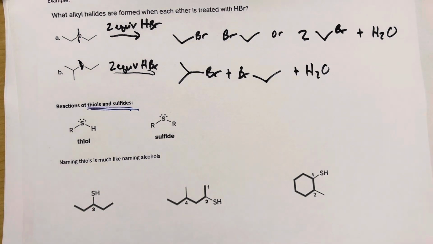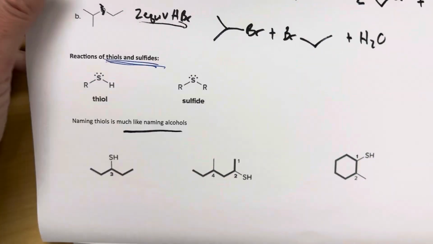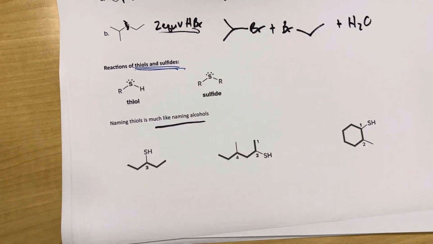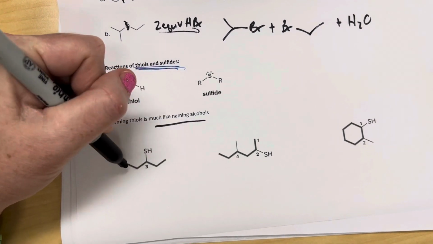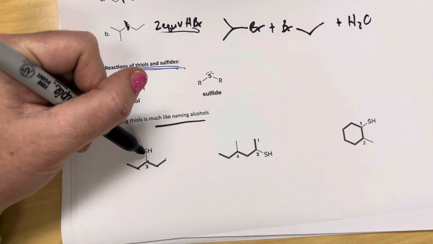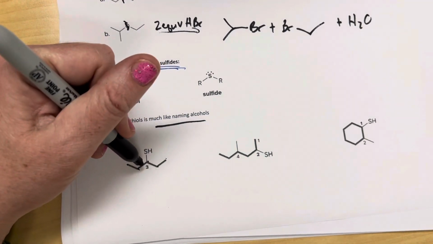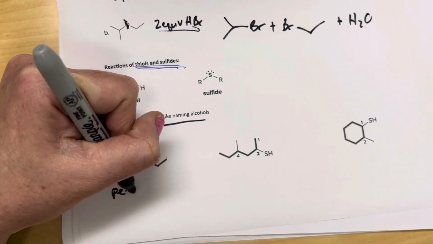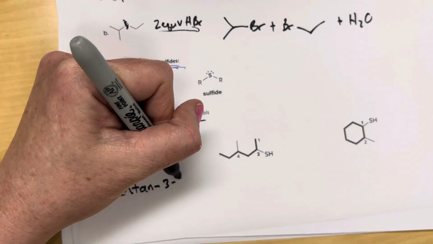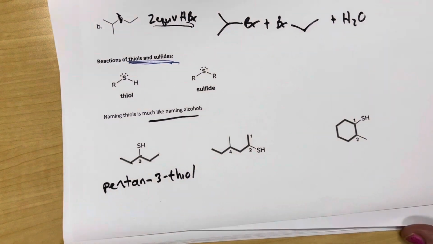Naming them works a lot like alcohols. So it's very much like naming an alcohol. For example, remember with the alcohol, we put the "ol" at the end. Here we're just going to put thiol at the end. So if you're counting carbons, 1, 2, 3, 4, 5, doesn't matter which end you start with, the thiol always gets the priority. In this case, it happens to just be 1. So this is some kind of pentane, but we only write pentane 3 thiol. Okay. Very much like alcohols.